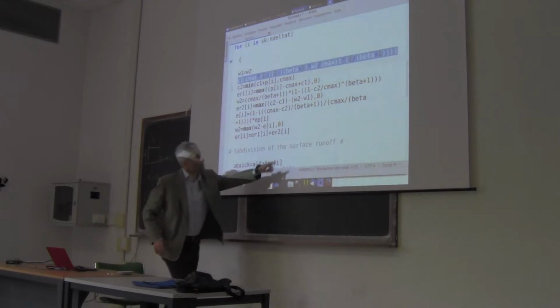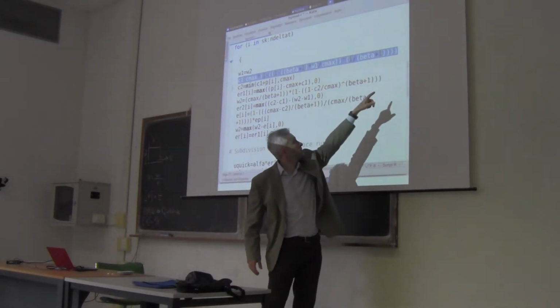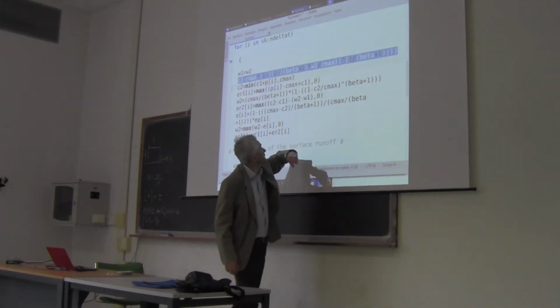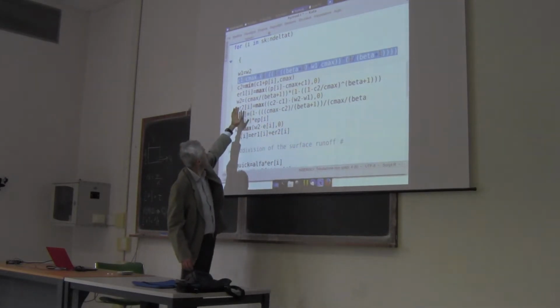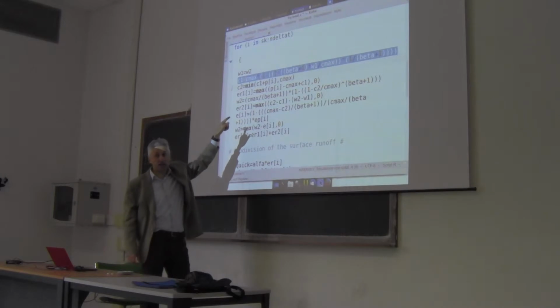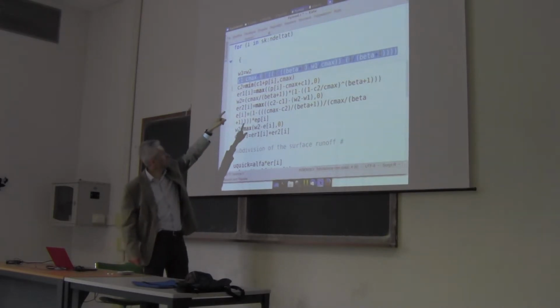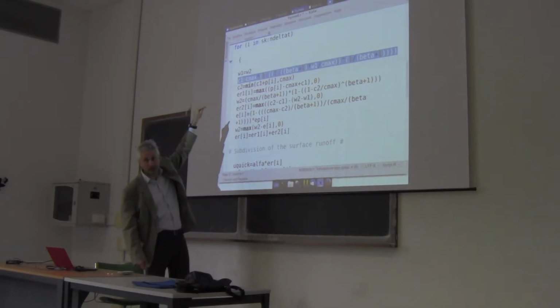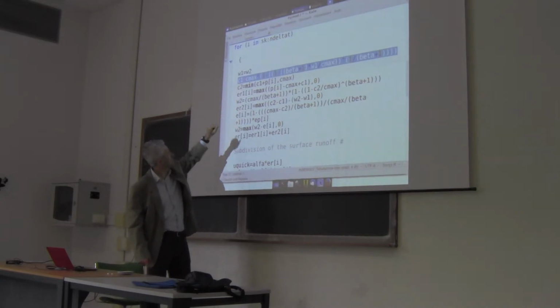Do you recognize 1 divided by beta plus 1? And you can recognize everything. This is C1, which is computed on the value of W that we just defined. Okay, good.